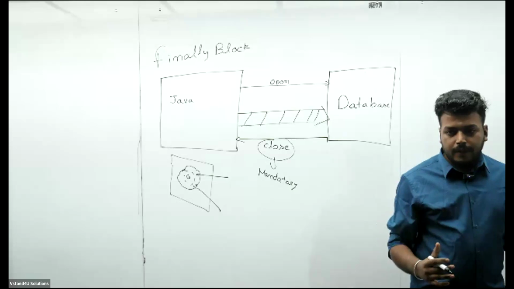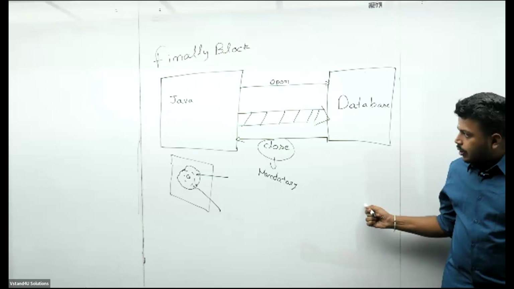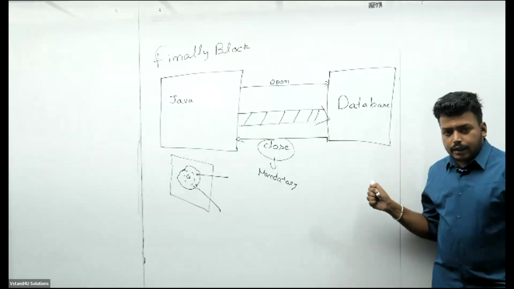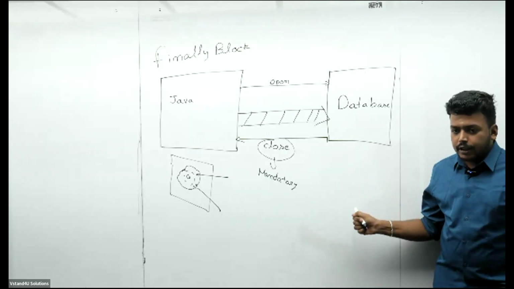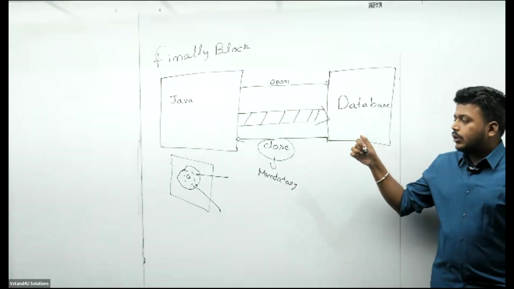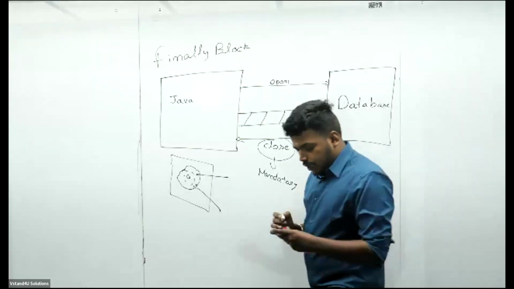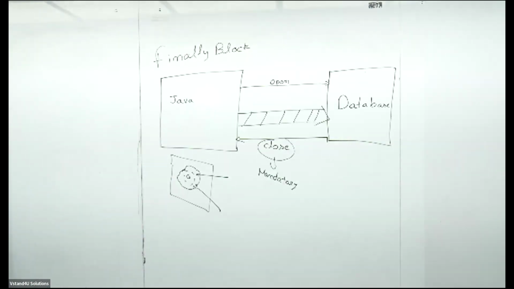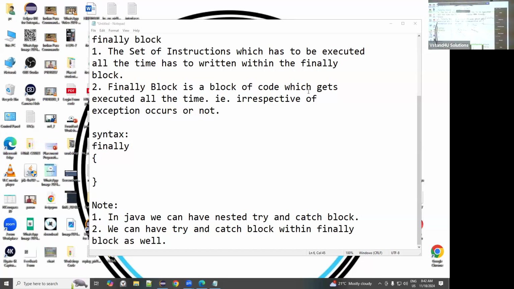What this finally block is, do you know? Under the try and catch block, you have to make use of the finally block. The finally block will always be executing. Whether an exception occurs in the catch block or not, the finally block will always be executing. Understood? Everybody understood? What is the first point? The set of instructions which has to be executed all the time has to be written within the finally block. A finally block is a block of code which gets executed all the time, irrespective of whether an exception occurs or not. Understood? Okay, this is the syntax for the finally block, and we have two notepoints.